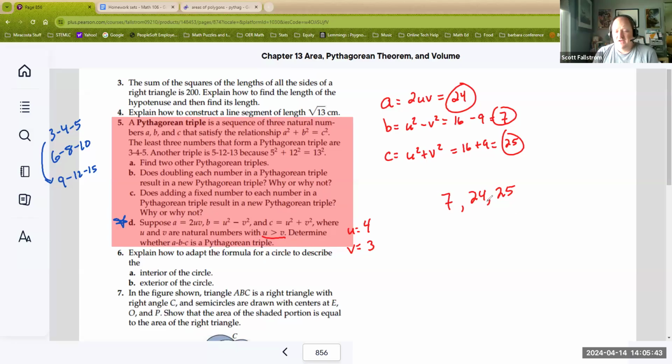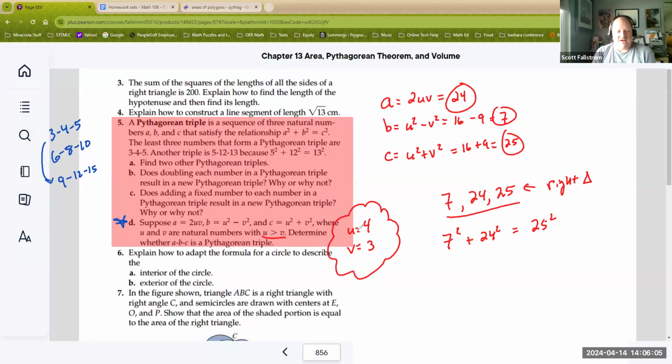Now you can check it with the triangle inequality. It holds. It actually creates a triangle. But guess what else is cool? 7 squared plus 24 squared equals 25 squared. This is a right triangle, and we just built it. We created a new right triangle with whole number sides by just plugging in some u and v values. This process creates Pythagorean triples. That, to me, is pretty cool.